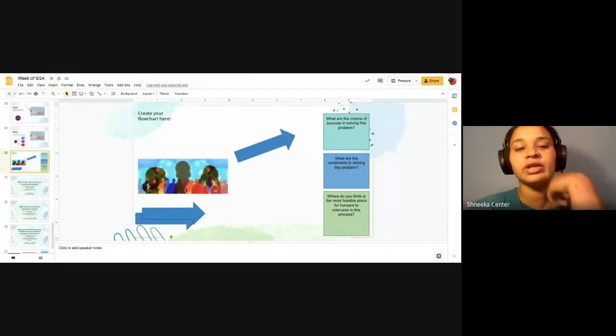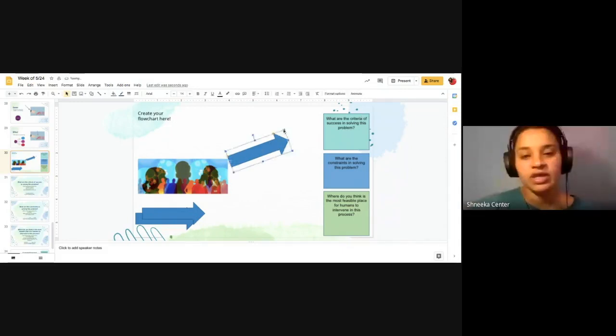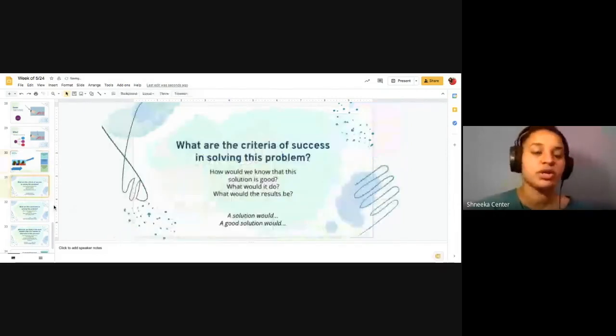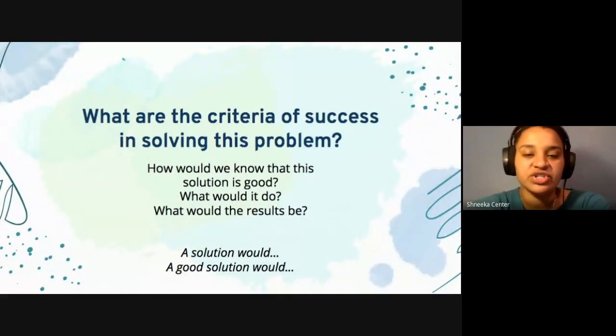So these questions, I'm going to quickly go through kind of what they're asking and questions that you can ask yourself to help you answer them. So the first question, what are the criteria of success in solving this problem? Some things that you can ask yourself: How would you know that the solution is good? What would you do and what would the results be? That can help you answer this question.